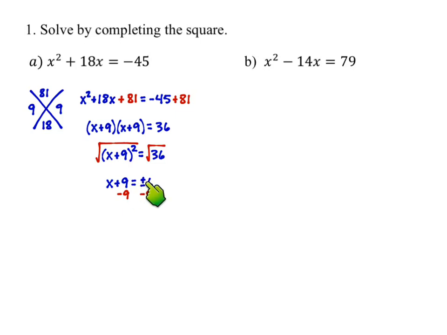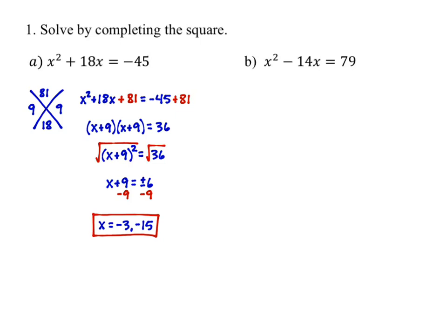We have to ask ourselves what they are. What is positive 6 minus 9? And what is negative 6 minus 9? Well, positive 6 minus 9 is negative 3. And then negative 6 minus 9 is negative 15. And so those are our solutions for part A.